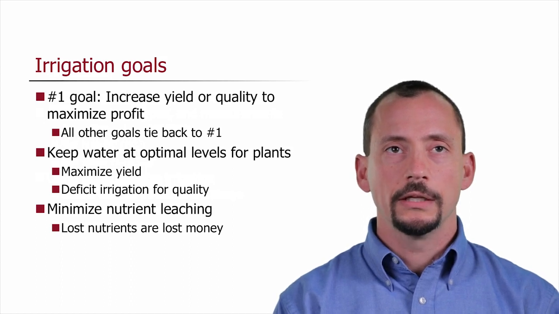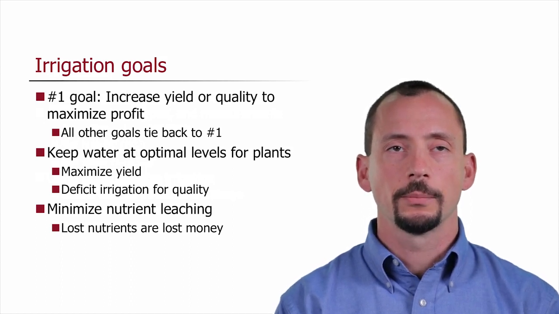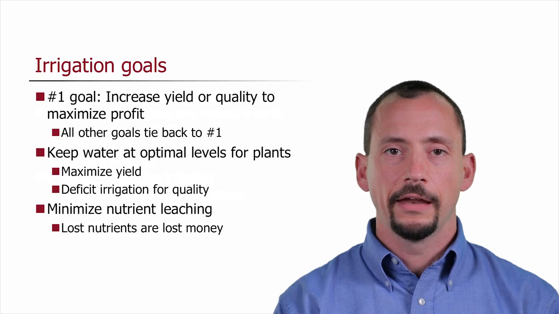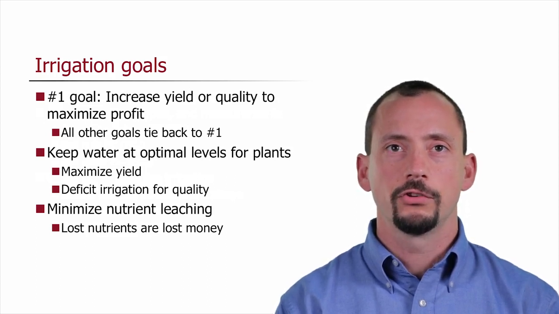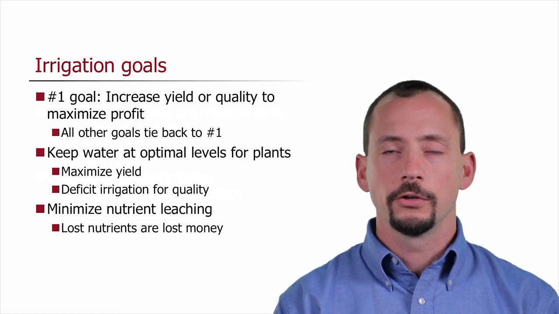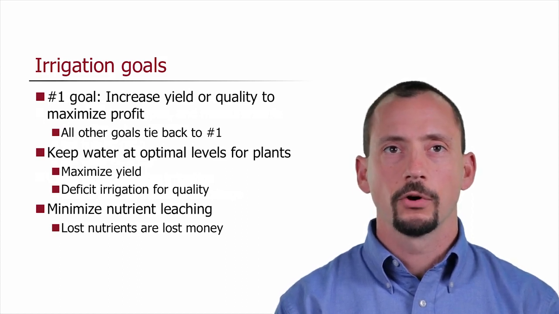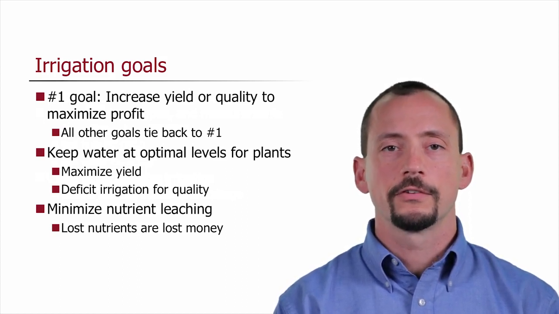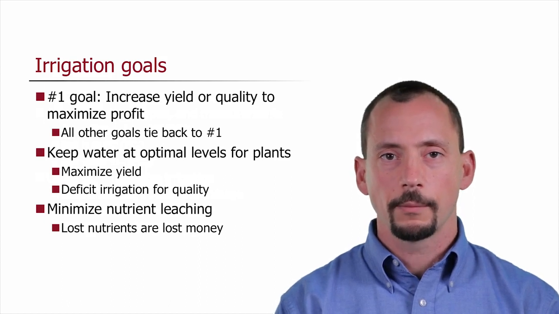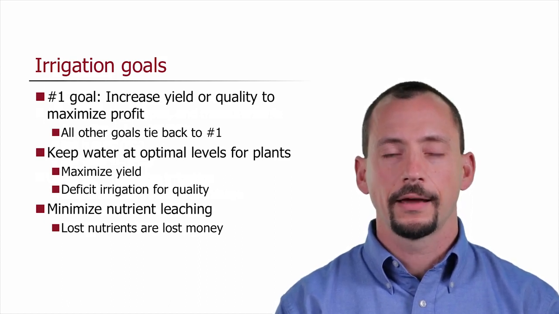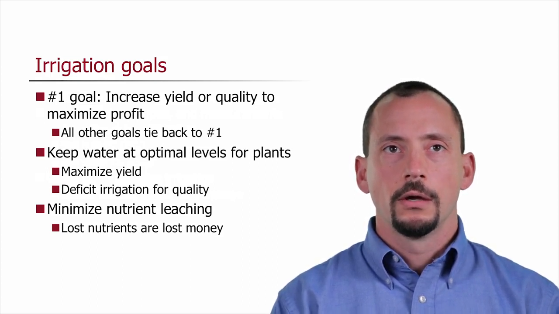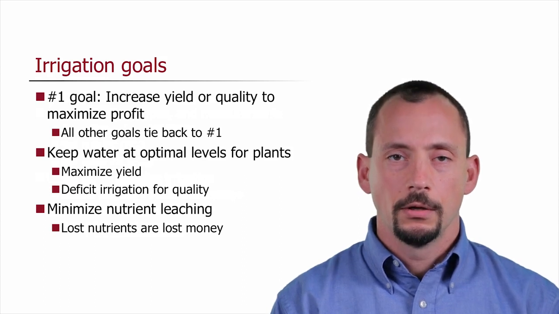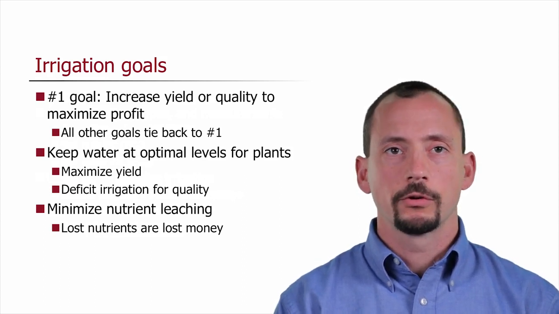So I think we need to tie some of this applied research into that first and foremost goal of every commercial grower, and that is to increase the yield or quality of the crop and therefore increase the profits. And all of the other goals that we talk about here today really need to tie back to that, or this is a lot of conjecture and not a lot could come of it. So how do we accomplish that goal of increasing profits?